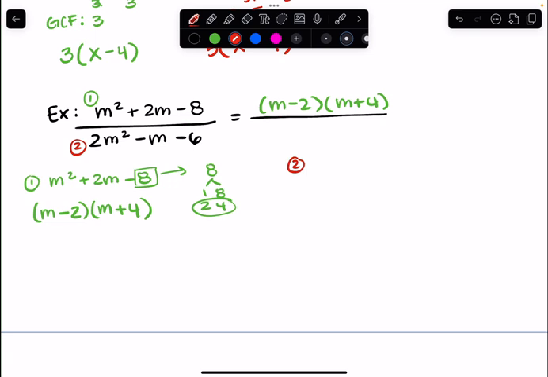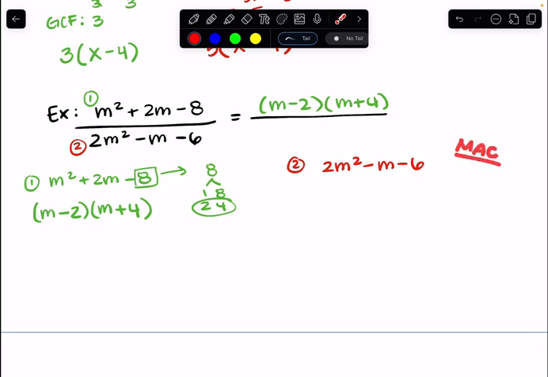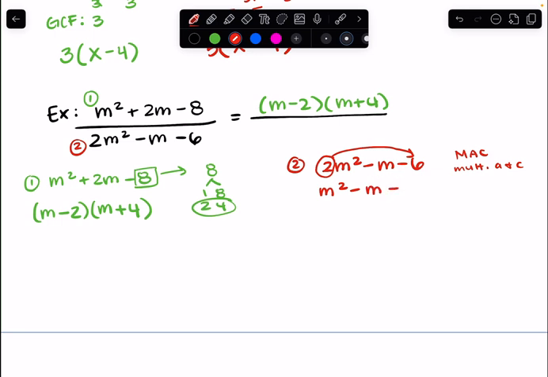So 2m squared minus m minus 6. So again, ask yourself, is there a greatest common factor? I don't see one, but we do have a coefficient in the front here. So remember, this is where we're going to use your MAC method. So again, to remind you what this technique is, you're going to take your 2 and you're going to multiply it to the 6. So again, you're going to multiply A and C together. So we're going to be left with m squared minus m minus 12.